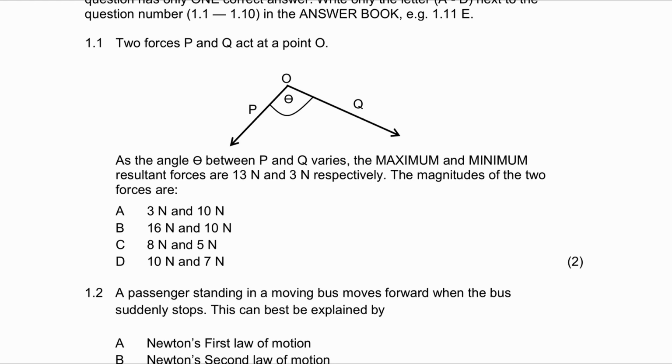So this question is quite a straightforward question if you know what to look for. When we're looking for maximum of two forces, what we're really looking for is that the sum of those two forces will give us 13. So we're looking for two numbers such that when we add them, we're going to get 13. And when we're looking for minimum, we are then looking for the difference. So the difference of those two numbers will be 3 and the sum will be 13. So that's obviously then going to be C, because 8 plus 5 is 13 and 8 minus 5 is 3.